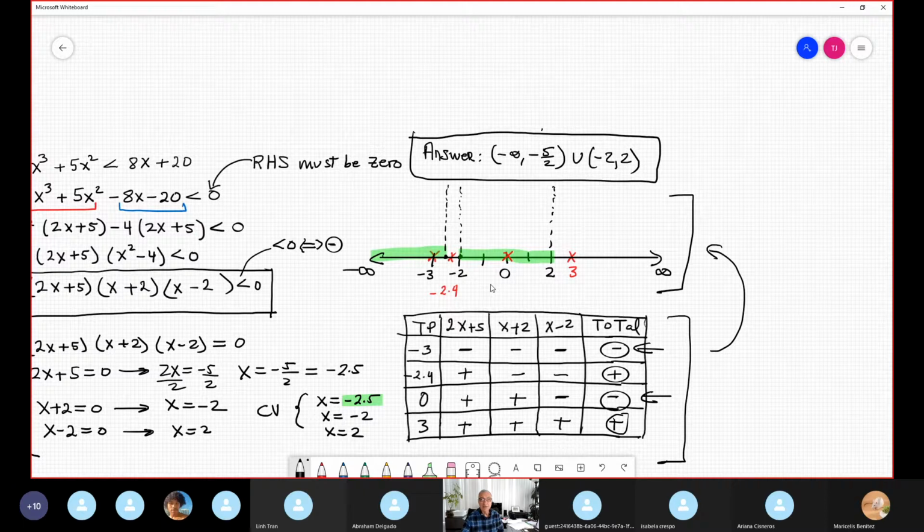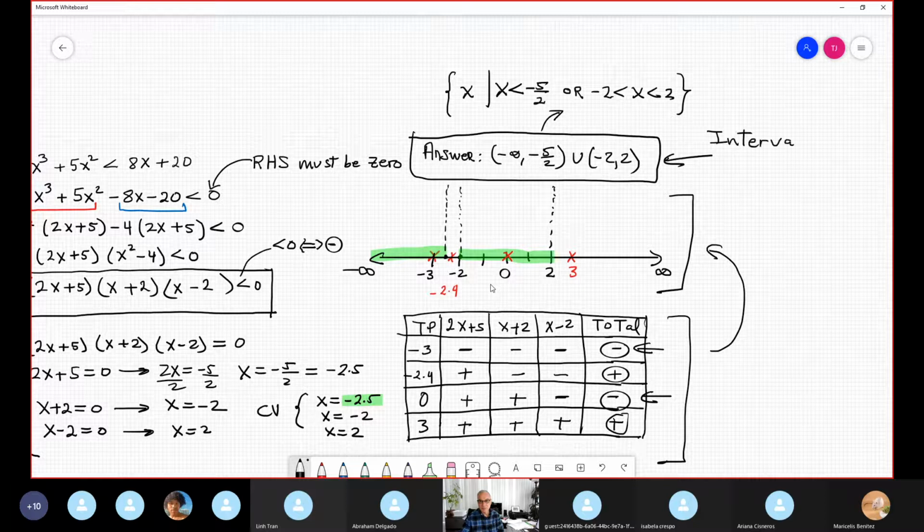Another possibility to write this answer in set builder notation is: x less than -5/2 or x in between -2 and +2. Okay. And the formal way to write set builder notation is x here. Okay, open the curly bracket. This is equivalent to this, but I prefer this way, interval notation. Any question, guys? No? Do you understand very, very, very well?